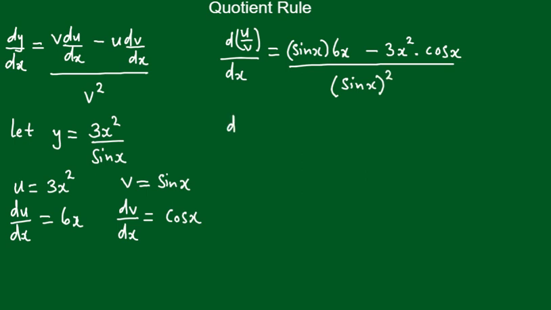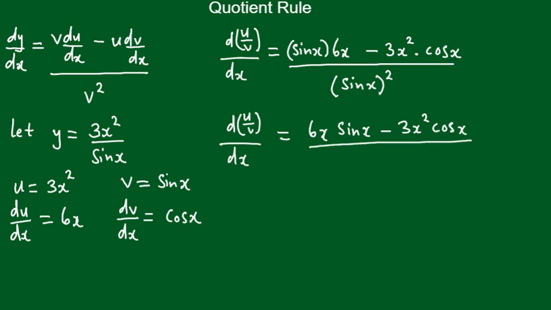So d of u over v dx is equal to 6x sine x minus 3x squared cos x, all over sine squared x. So this is our final answer.